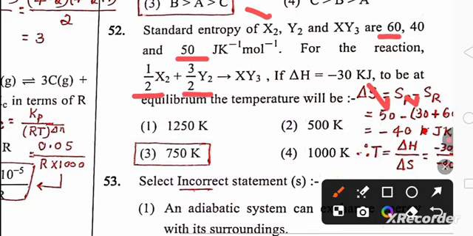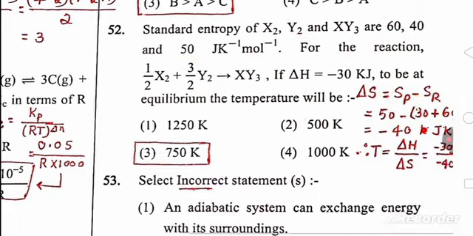Plus we have one more reactant, that is Y2, 3 by 2 of Y2. For 1 mole of Y2 the value is 40. So for 3 by 2 of Y2, if we calculate for this 40, we will get 60. So 60 plus 30 minus 50, we will get minus 40 joules per Kelvin. So we got delta S here.